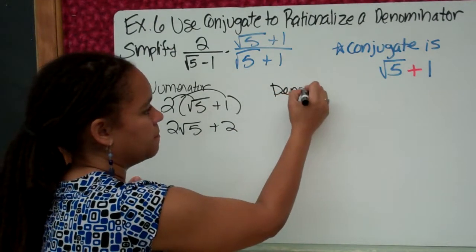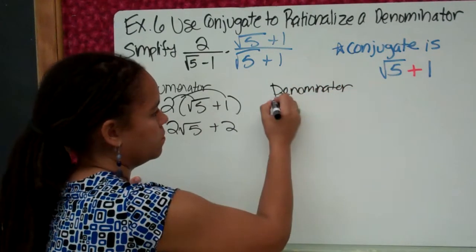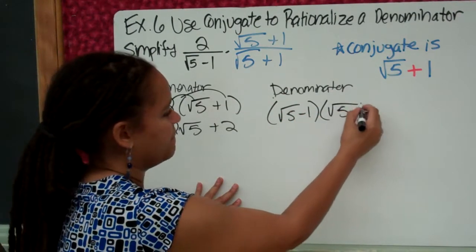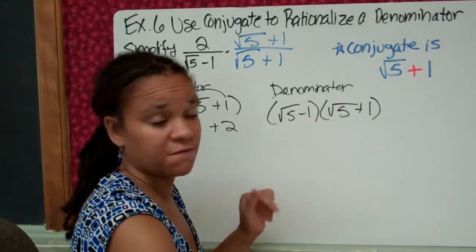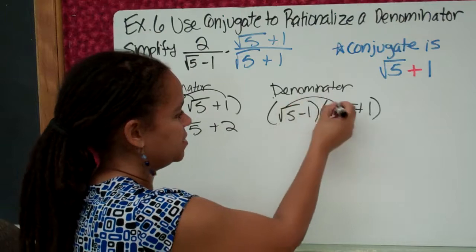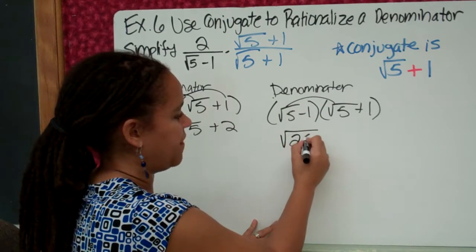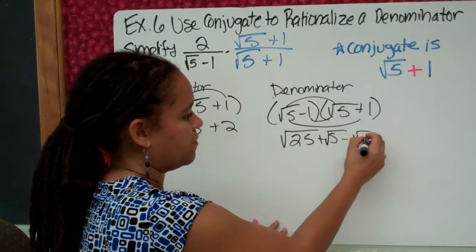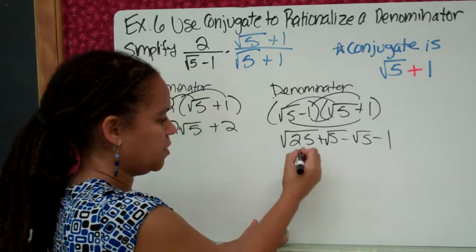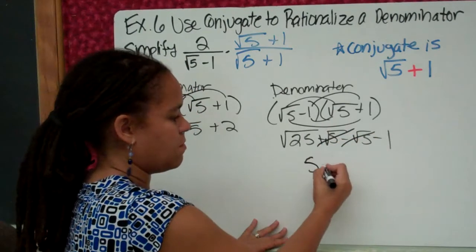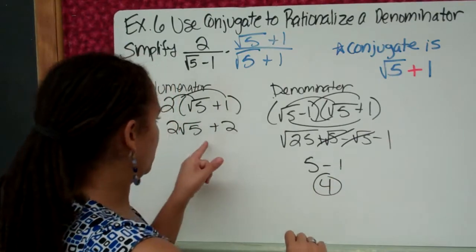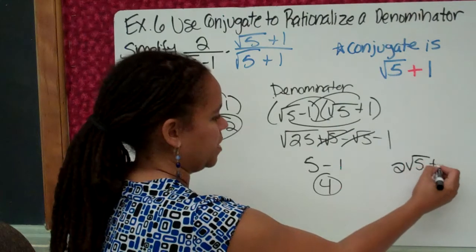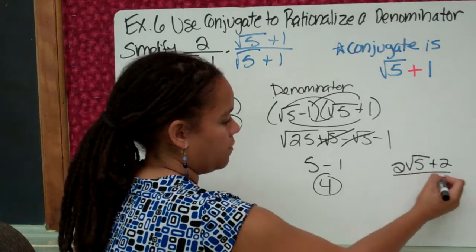Now the denominator, we have radical 5 minus 1 times radical 5 plus 1. Two binomials, we're going to FOIL them. First, outside, inside, last. So here we have radical 25 plus radical 5 minus radical 5 minus 1. Of course, radical 25 is just 5. These cancel out. Minus 1. Final answer is 4. So our numerator is 2 radical 5 plus 2, and they're all over 4.